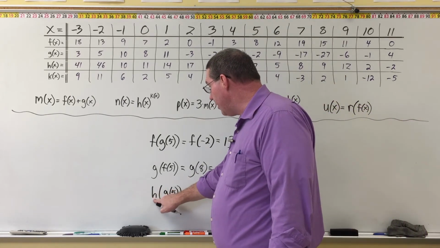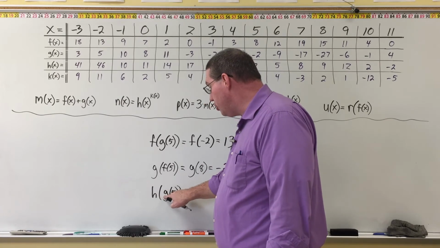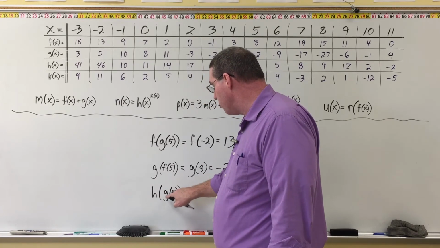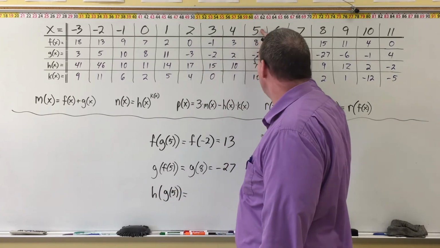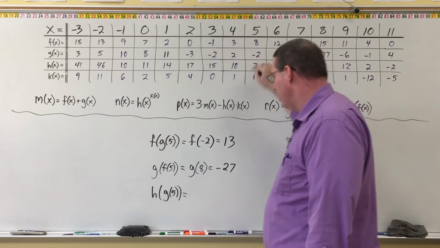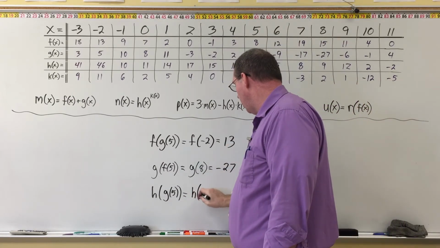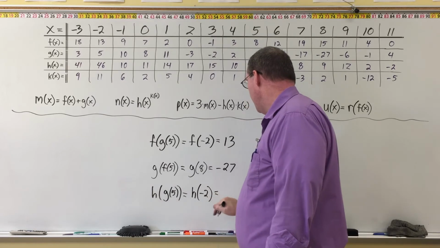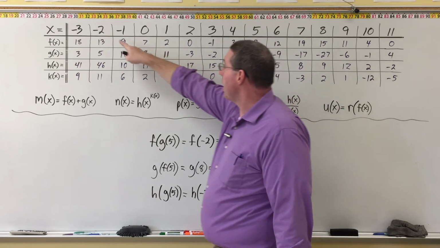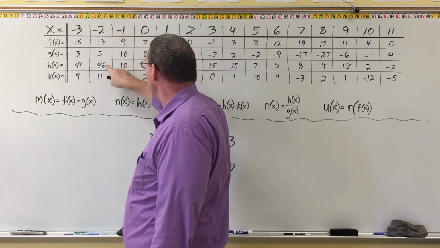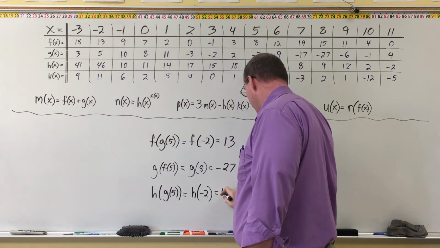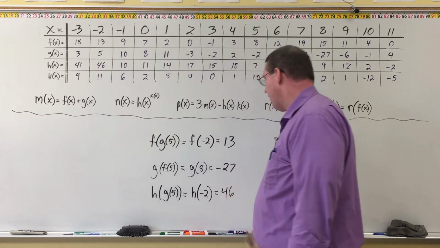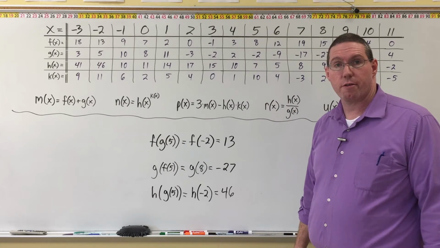to get the input into h, we need the output of g from an input of 5. So g of 5, here's 5. g is the second row, that's -2. So we're looking for what is h of -2, right? Well, h of -2, here's -2, and h is the third row, so that's 46. And so h of g of 5 is 46, okay?